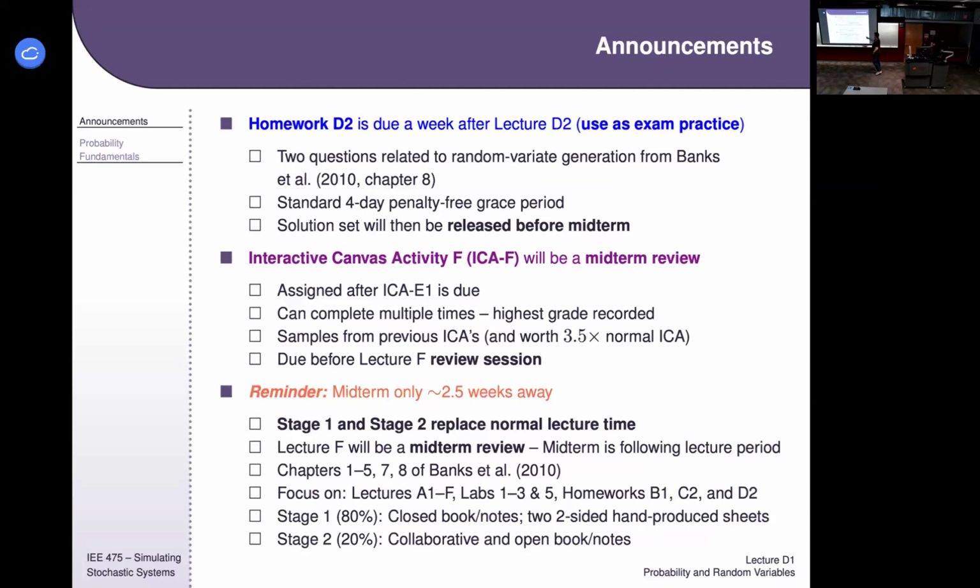In the midterm unit, I've put a bunch of other resources as well, sample midterms, et cetera, so you can see what that looks like. If you have any questions about that, or if you have trouble accessing those resources, let me know.